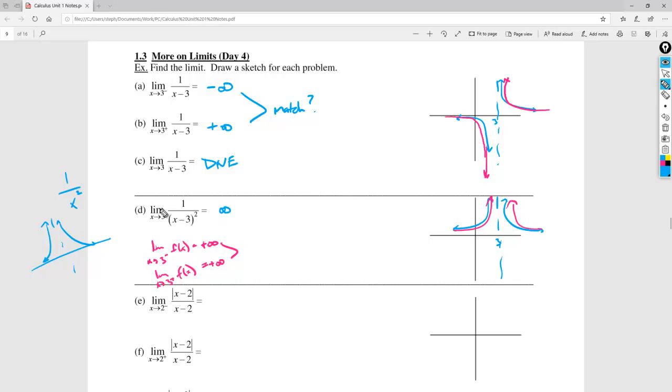Keep in mind that this is not asking what the function equals at 3. Those are very different questions. That's actually a question of continuity. This is simply asking what does your function approach as your inputs get closer to 3.